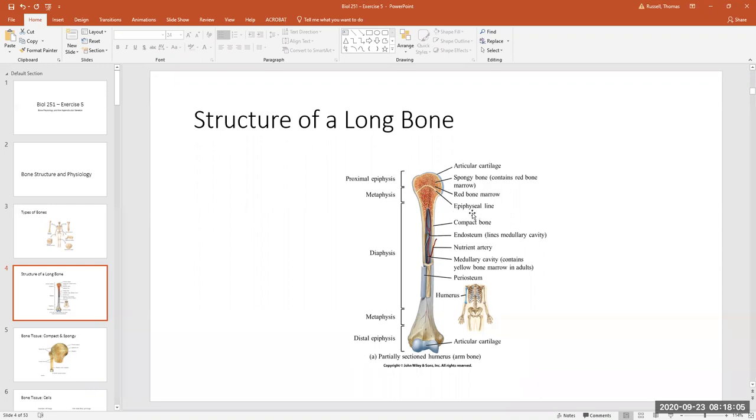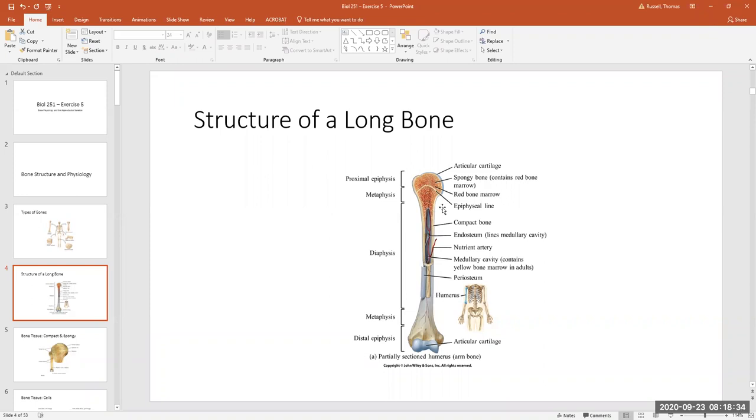So if you took an x-ray of a child, this would be a little pad of cartilage in here. It's called the growth plate or epiphyseal plate. But you would be able to see that on an x-ray. If you took an x-ray of an adult, you wouldn't see that growth plate anymore because the cartilage has been converted into bone. And so we just call that the epiphyseal line. So you need to know the ends, the epiphyses, the metaphyses, diaphysis, whatnot.